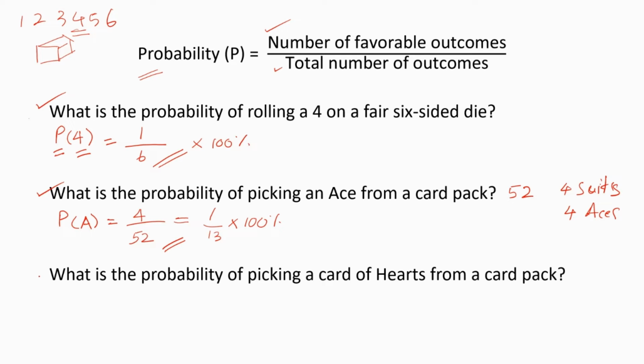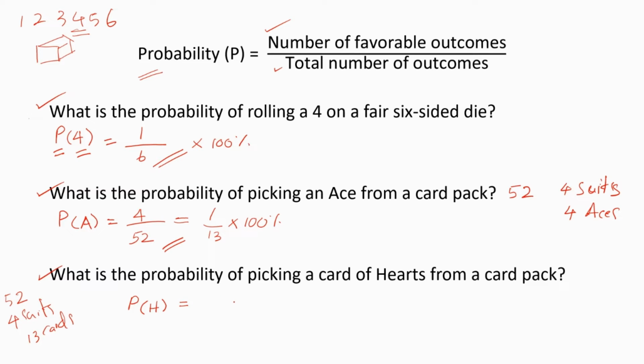Now let's do the third example. What is the probability of picking a card of hearts from a card pack? There are 52 cards in a card pack and there are 4 suits. For each suit there are 13 cards. So now let's calculate the probability of picking a card of hearts. Let's include the letter H.